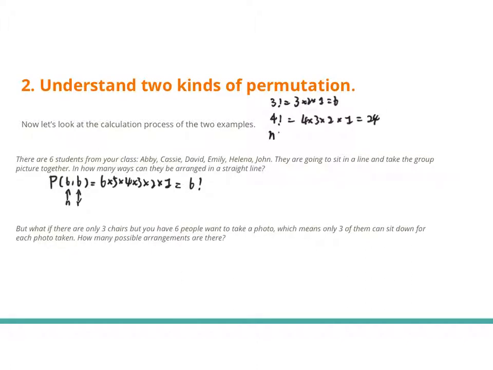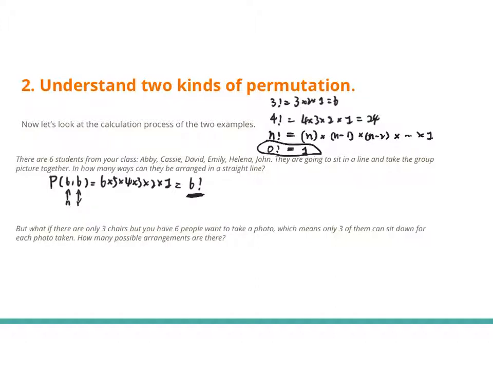So if you have n factorial, that should be n times n minus 1 times n minus 2 all the way down to 1. If you have 0 factorial, that just equals 1. You have to remember this special case. So here we can write 6 times 5 times 4 all the way down to 1 in a simple way, that is 6 factorial.